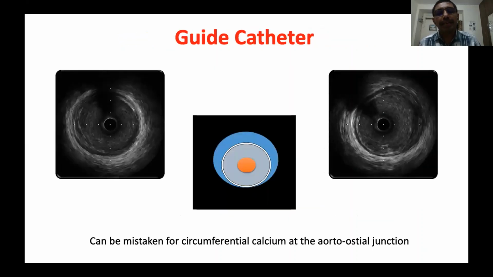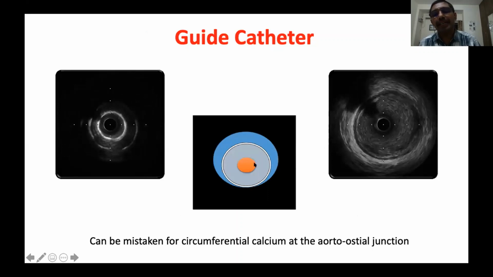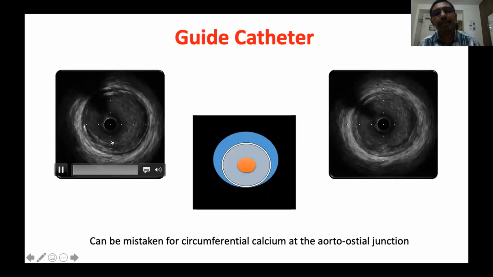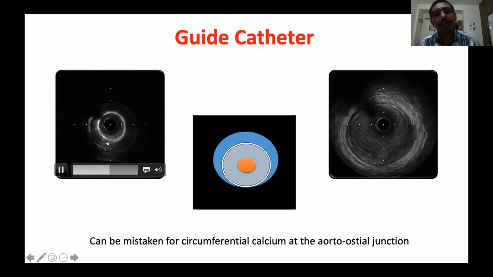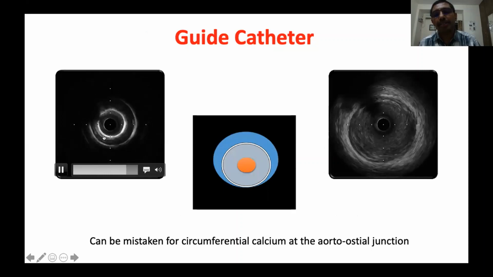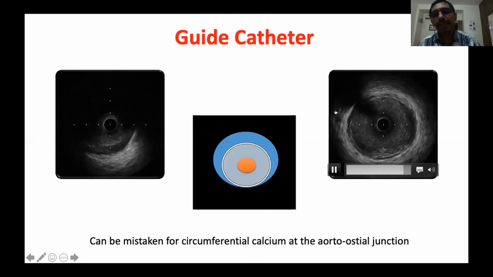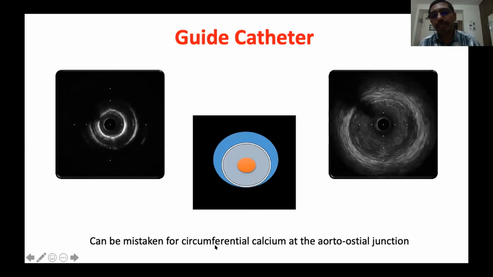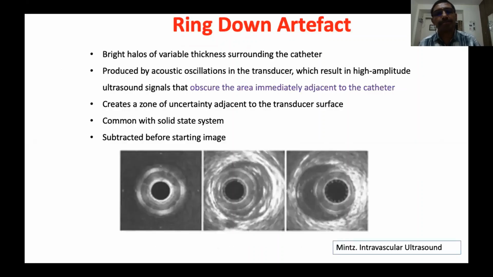The third one, another most important thing you have to recognize, is the guide catheter artifact. Here you can see that the guide catheter is deeply engaged in the artery, and you should not mistake this for a calcified plaque at the ostium. So this is the image when the guide catheter is inside, and this is the image when the guide catheter is removed. So you should not mistake it for calcium at the aorto-ostial junction.